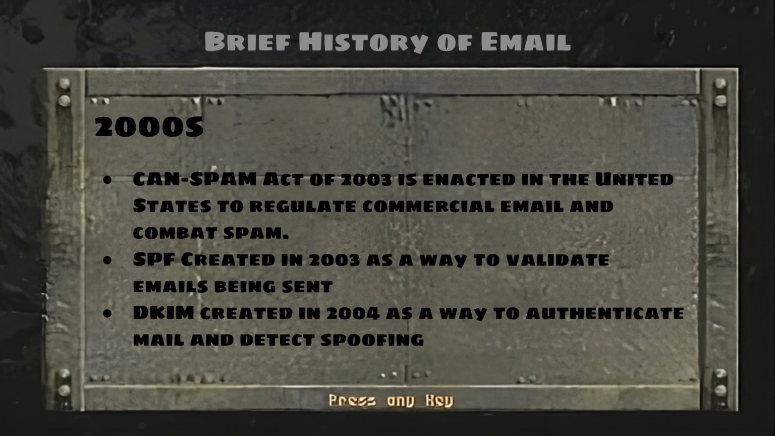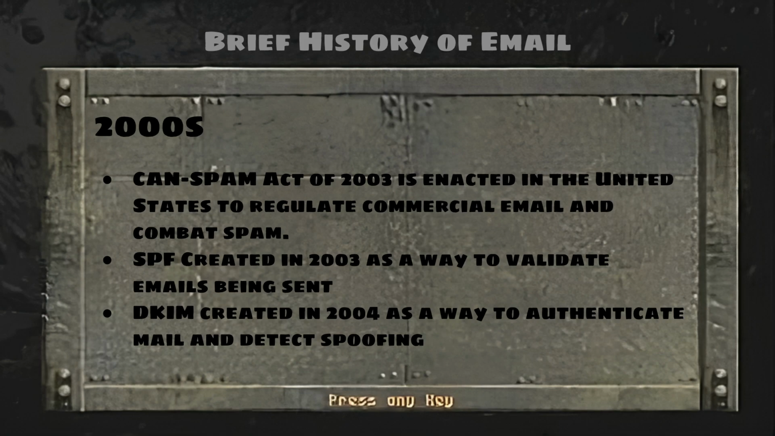In the 2000s, Congress took notice of the spam issue, and they decided they needed to do something about it. So they came together and they created this CAN-SPAM Act of 2003 to regulate commercial email and combat spam. That's when you started seeing that unsubscribe was a mandatory feature of spam that went out. SPF was created in about 2003 because we started realizing we had the problem of knowing who the email came from.